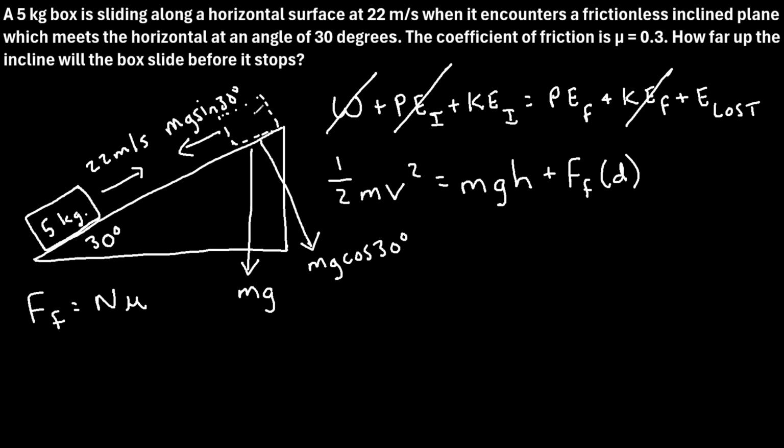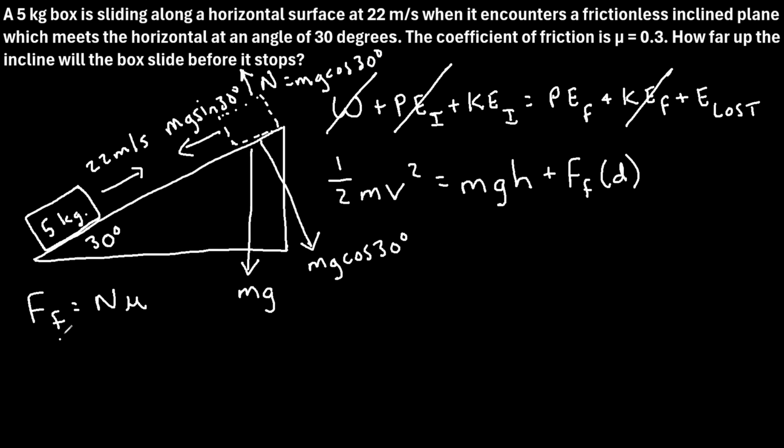Now, there's also going to be a normal force acting on this box, and it's going to be in the exact opposite direction of this perpendicular force that's pushing down on the incline. So the normal force, let's call that N, will be headed in this direction, and it will have the exact same magnitude as this perpendicular force. So it will also be equal to mg times the cosine of 30 degrees. Let's squeeze that in here.